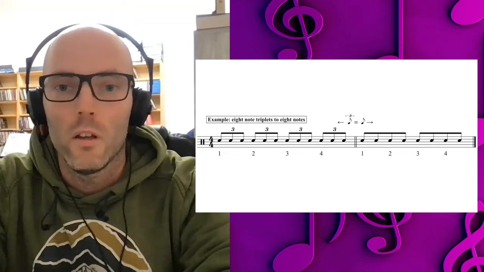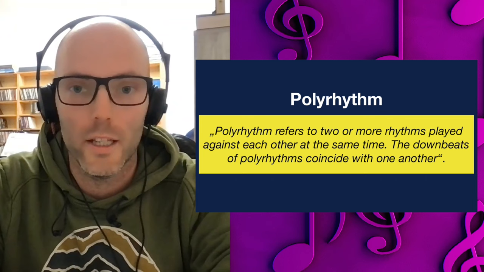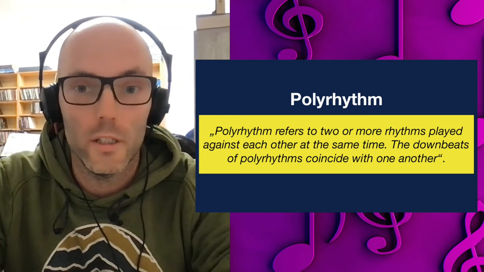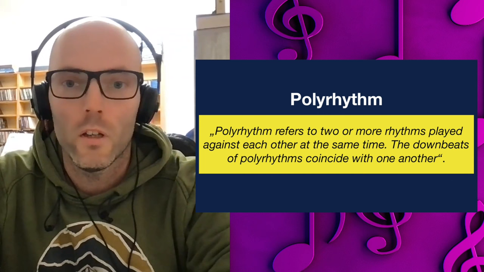Before we move on to the next examples, let's check the definition of the term polyrhythm on the next slide. Polyrhythm refers to two or more rhythms played against each other at the same time. The downbeats of polyrhythms coincide with one another. Very often used polyrhythms are, for example, 2 over 3 or 3 over 4 or 3 over 2, but I'll demonstrate in a minute. Let's move on to the term modulation.